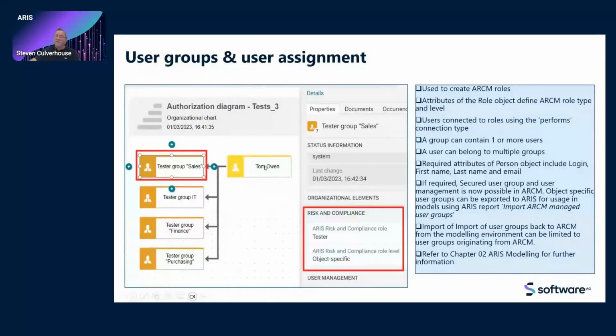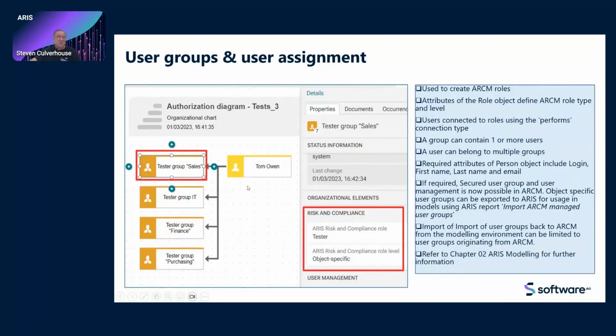Okay, so this is the model for allocating business users to predefined roles. So we have a number of roles here. This is tester group for sales, for example. And if you look at the attributes of that object, under risk and compliance, you've got something called the ARIS risk and compliance role, and it's down as tester. So this is what tells the system that anybody attached to this group, give them the permissions and the responsibility of a tester group. So give them everything they need to do to perform the tester role. In this case, Tom's attached to the group, so Tom is a tester for sales.